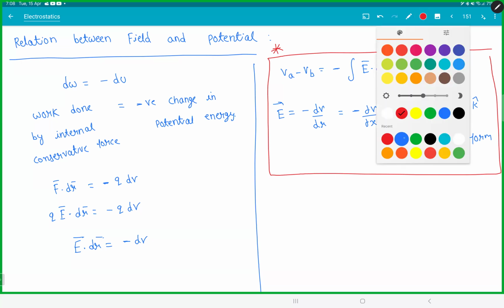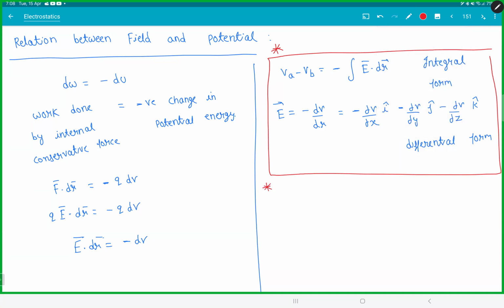Now here, if you observe, there is something about the minus sign. This is again another important statement. What does the negative sign indicate? The negative sign indicates that if you travel in the direction of the electric field, the potential decreases.